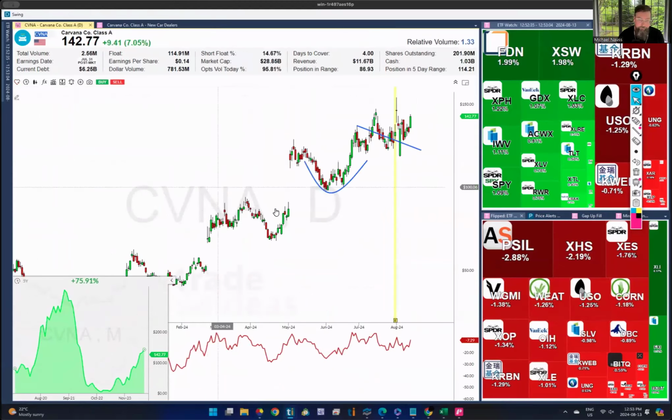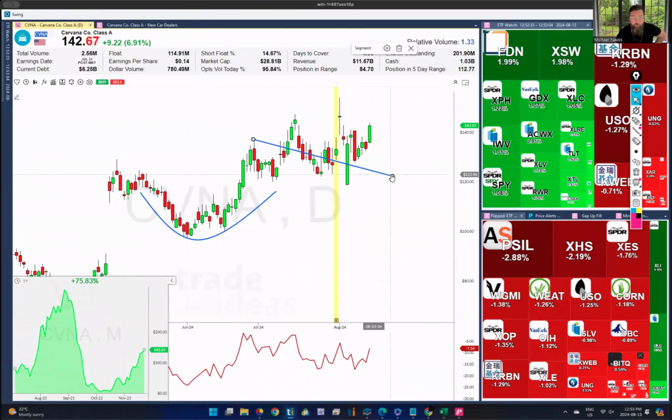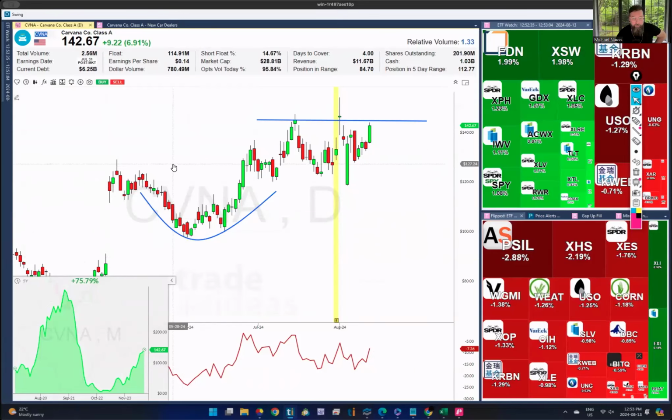CVNA. I love this one because of the insane move it had from nearly 0 to 150 and the short float that is continuously dwindling, which means that those shorts are being forced to cover. Still 14% of the float is short on this one. Every time it gaps up, they seem to try to fill the gap. They fail, which is great. It's a very bullish sign.